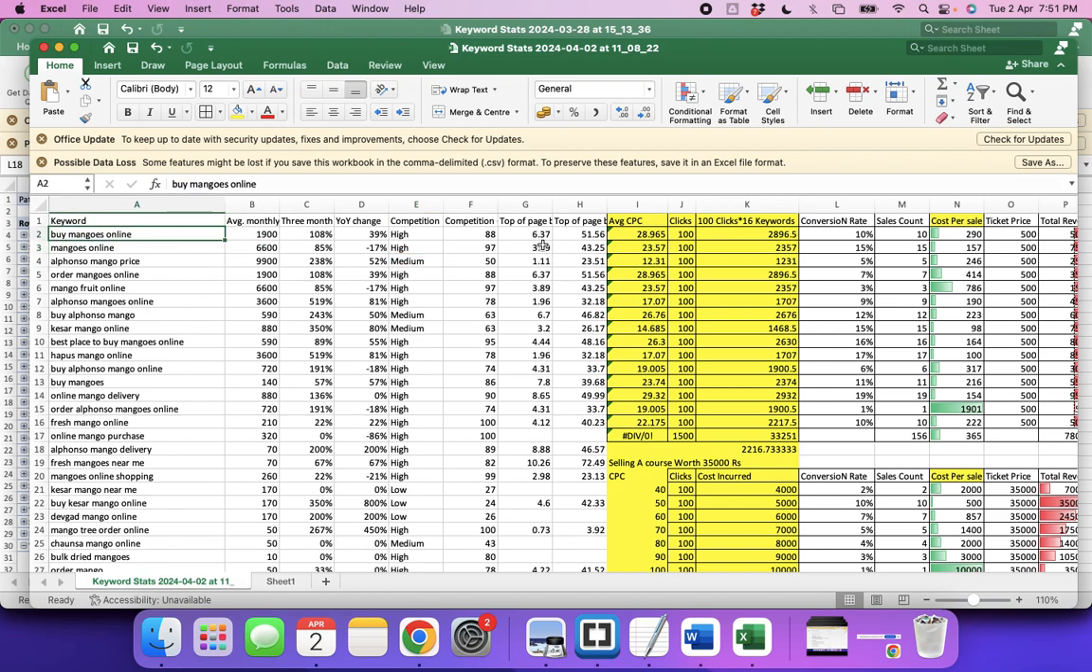Okay, and if you have to show ads for this keyword at the top of Google, it's going to cost you 6.37 rupees, the top of the page bid low range. If it's the high range, if the competition is high, if you have to increase the bids, if you have to participate in the auction, it can go up to 52 rupees also, right? You will be spending anywhere between this and this amount, right?